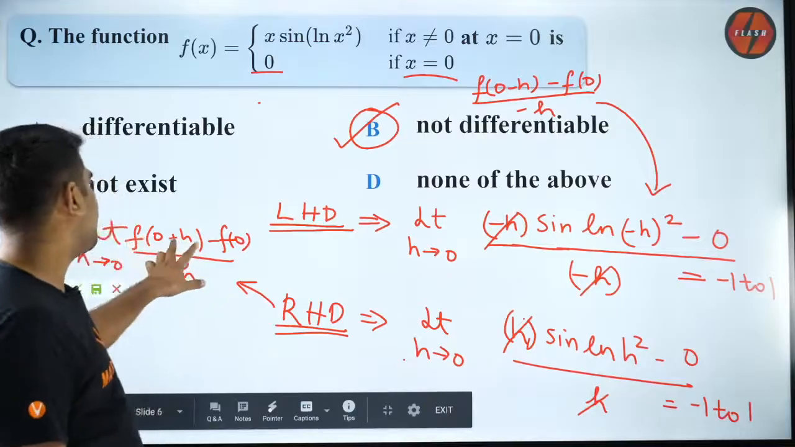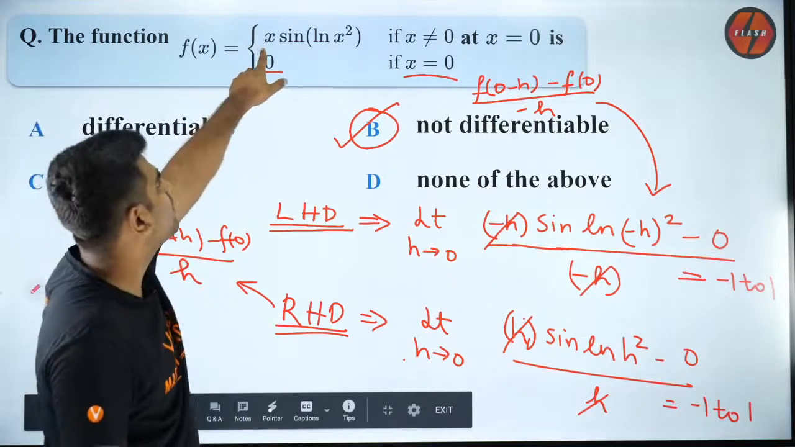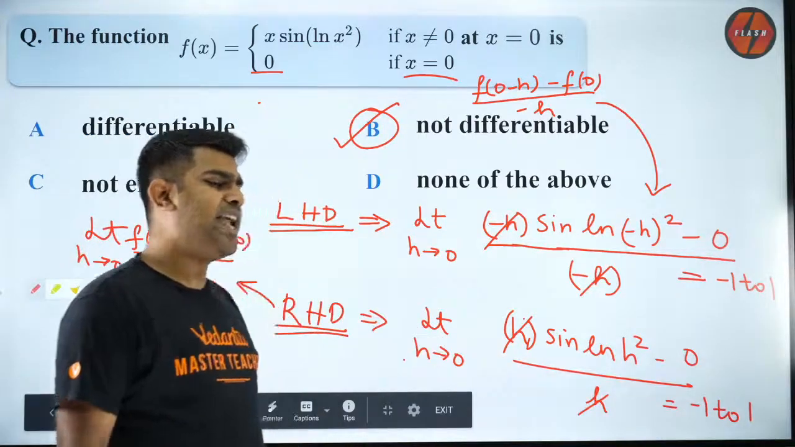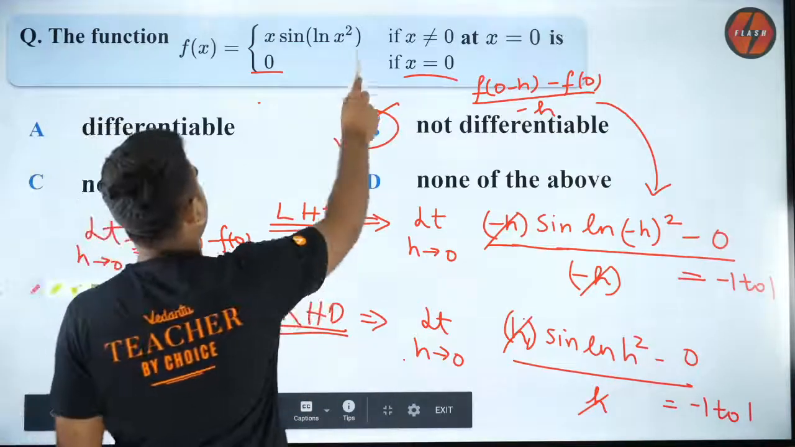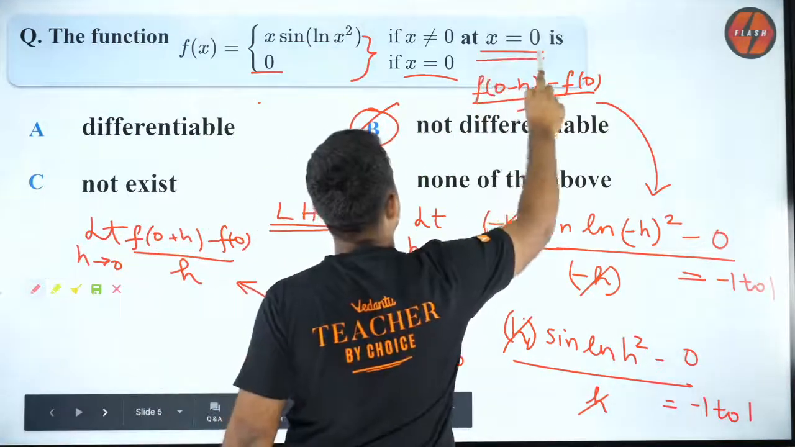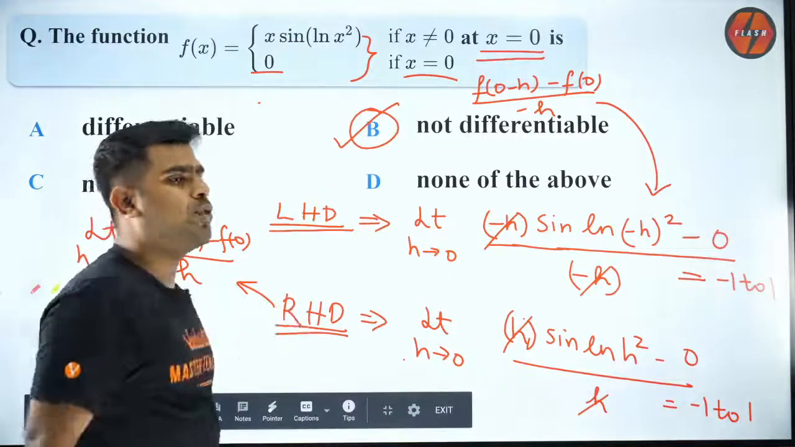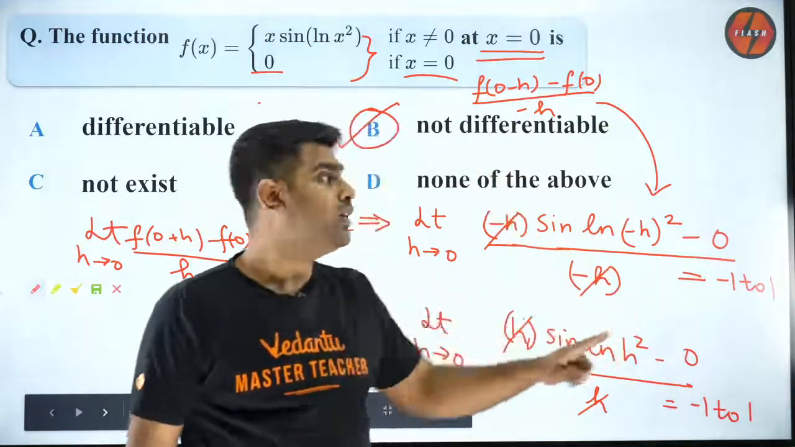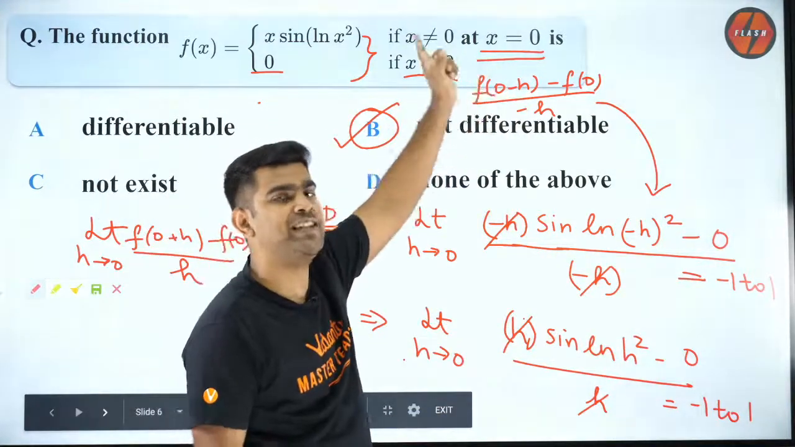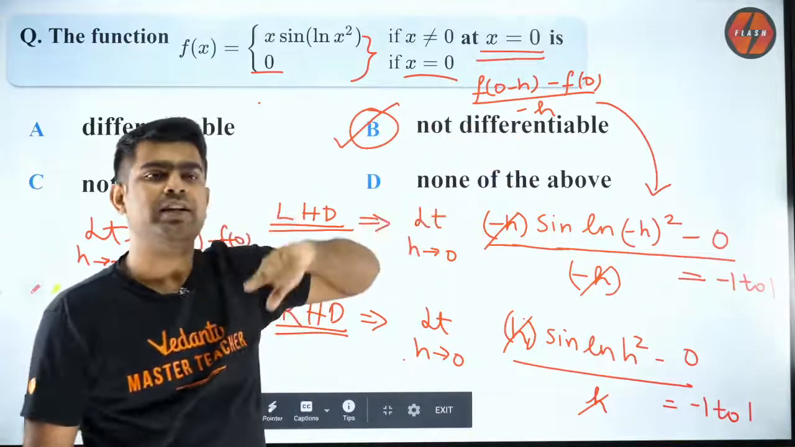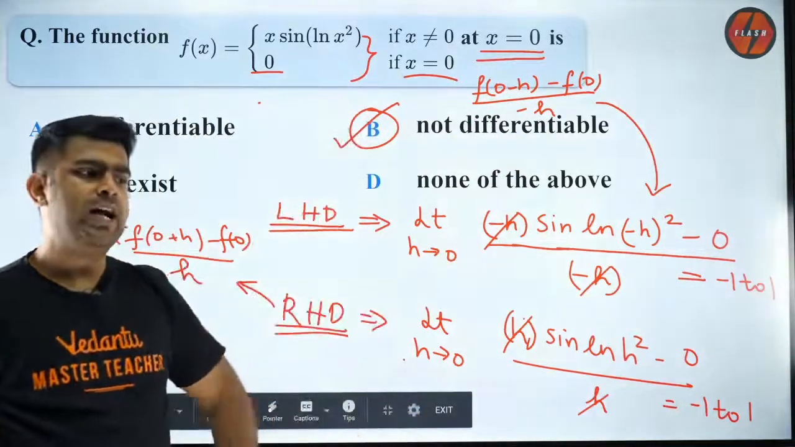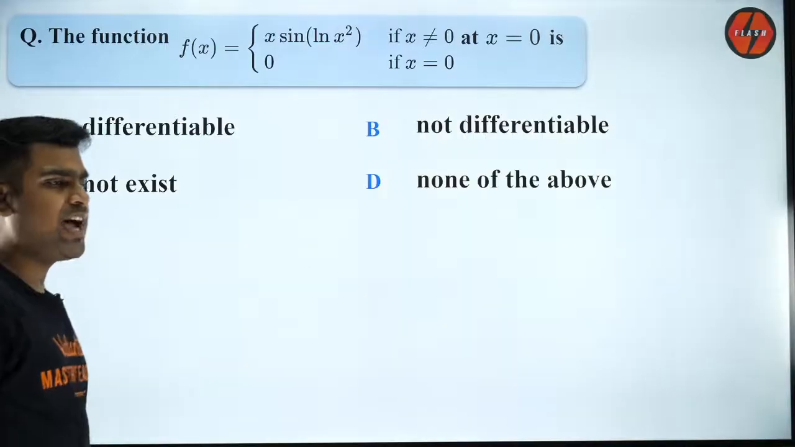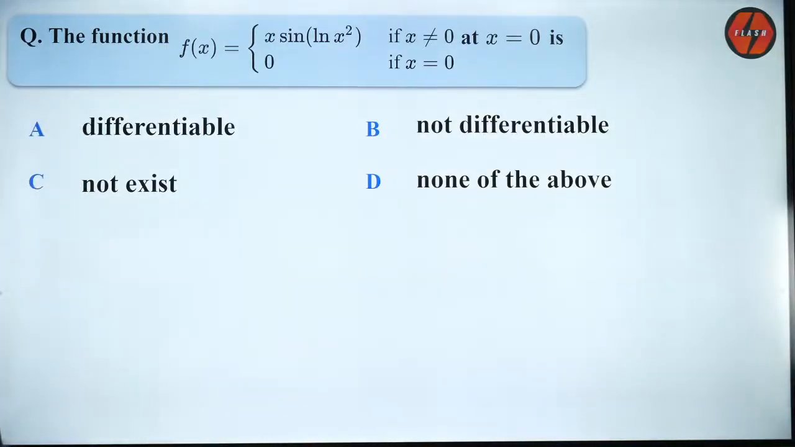So f of 0 plus h means f of h. F of h is what, Banu? It is h into sine of ln of h square. That's exactly what I wrote. Is a equal to 0? Yes, Banu, because only at 0 we have to check. They're asking at x equal to 0, is it differentiable? So the formula I gave you was for checking differentiability at x equal to a. Here I am checking differentiability at x equal to 0. So 0 is nothing but our a in the formula. Got it? Are you clear with it now? So that is how I have done it. I hope that makes sense. So with that, let's proceed to the next one.